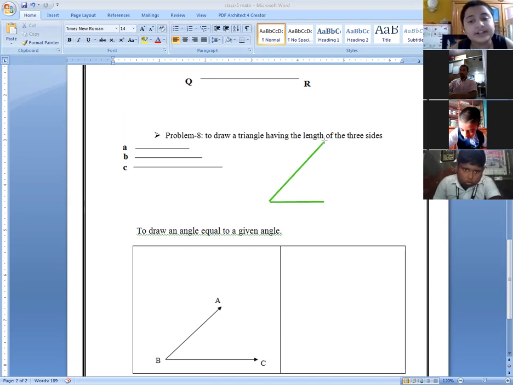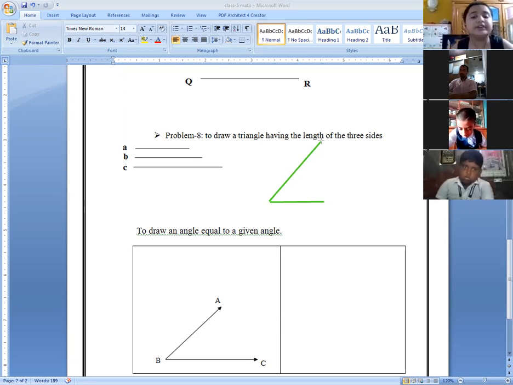Sir, this triangle will be given in the exam, right?